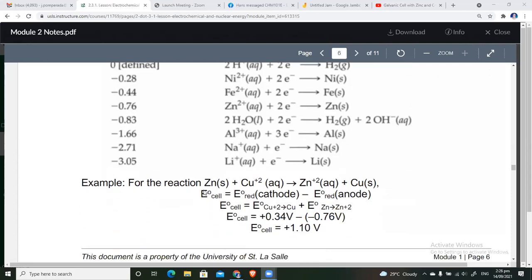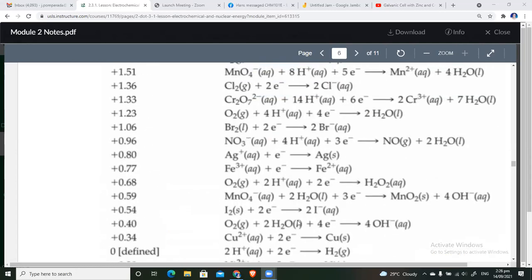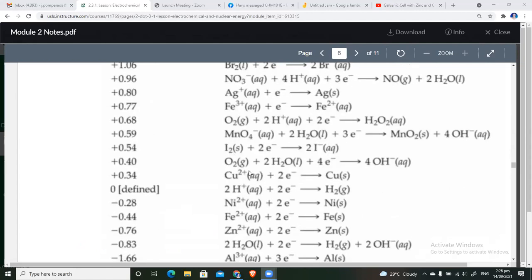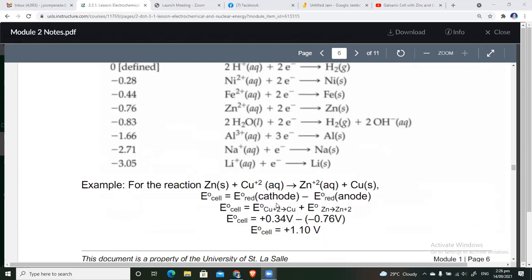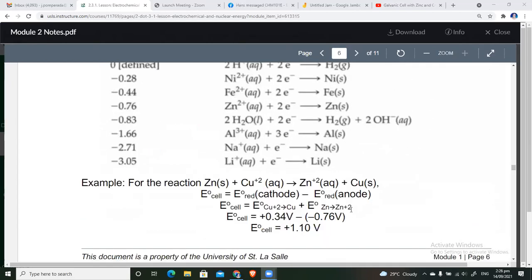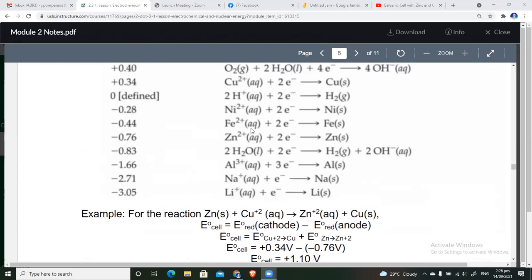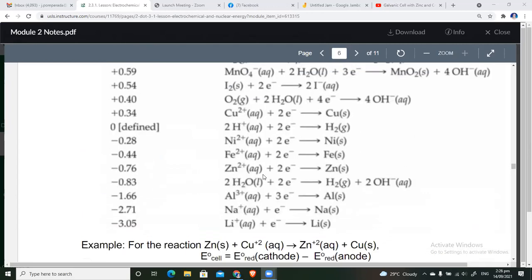So in the case of copper 2 plus to copper and zinc to zinc 2 plus, for the copper 2 plus, you see this? Your copper is being reduced. So this is your standard electrode potential for copper. Now for zinc, your zinc is being oxidized. But the way it is written here, class, the zinc is being reduced.